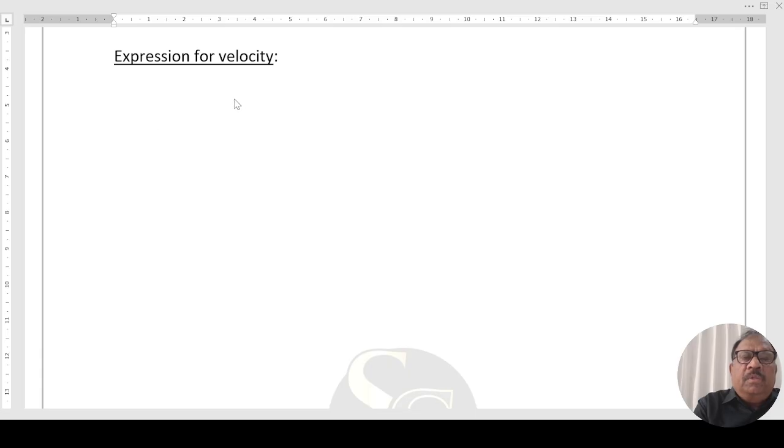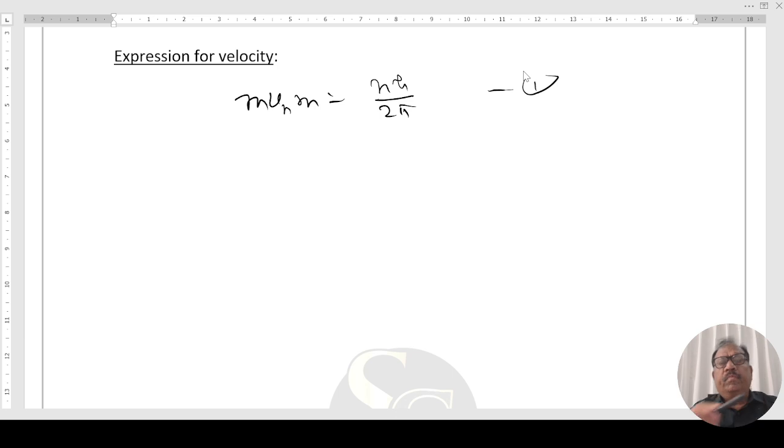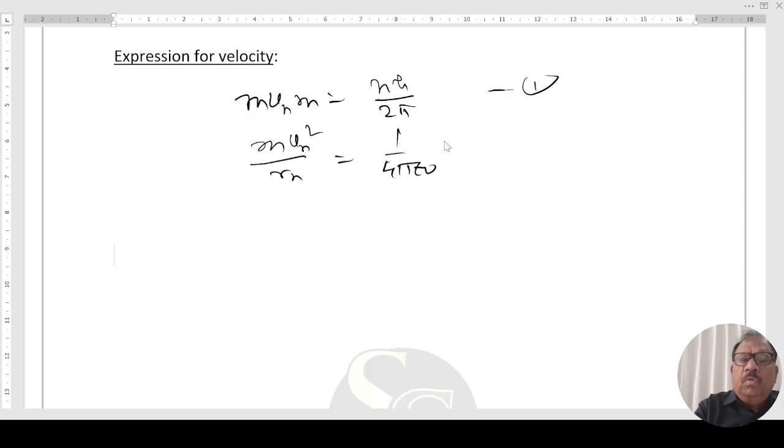According to Bohr's second postulate, m vn Rn equals nh over 2 pi. This is equation 1. It means angular momentum is quantized, that is, it is an integral multiple of h upon 2 pi, where h is the Planck constant. And second, the centripetal force: m vn square by Rn equals 1 over 4 pi epsilon naught, Q1 Q2, e into e, upon Rn square. This is equation 2.